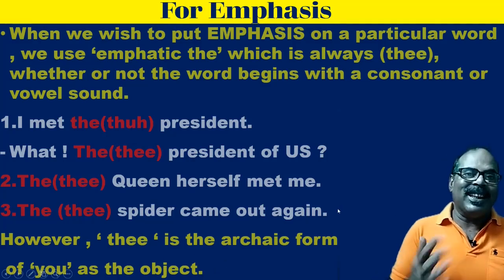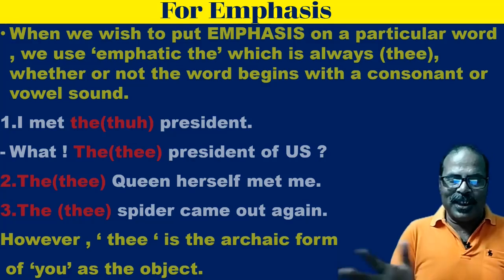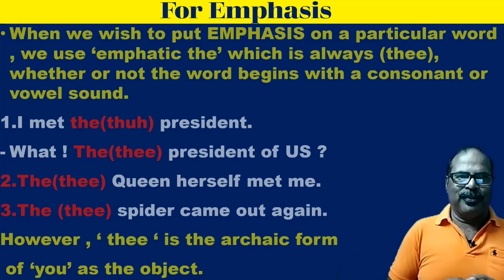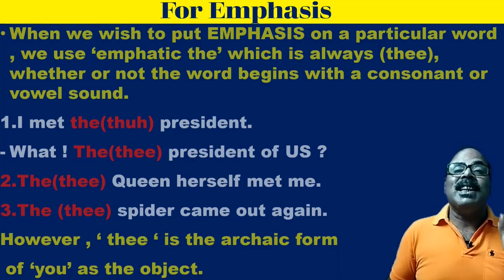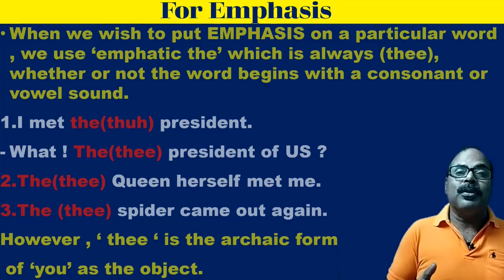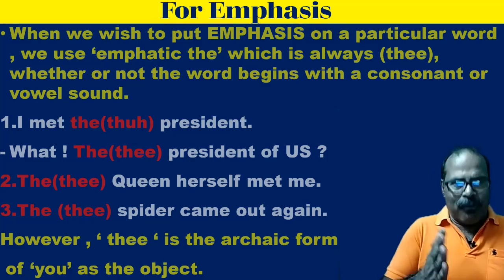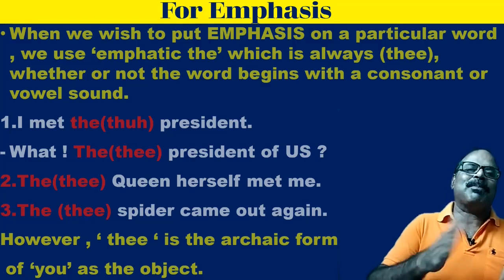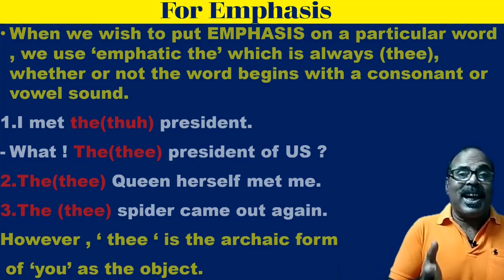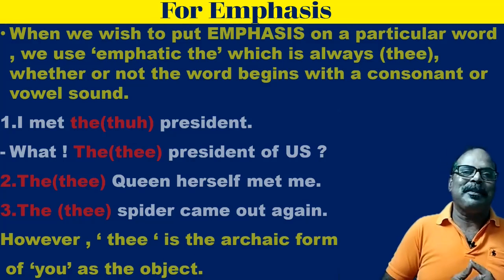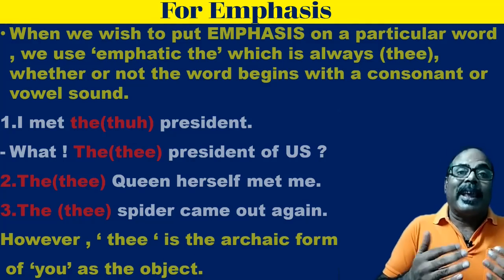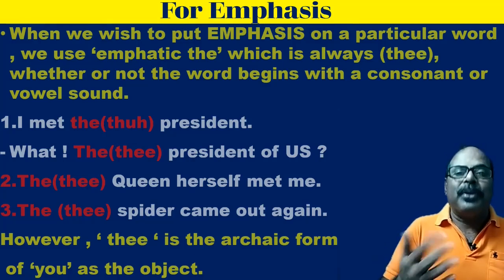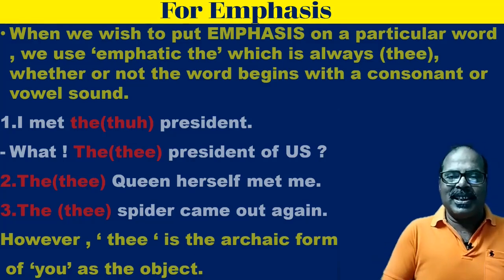However, there is another "thee", the elongated one, T-H-E-E. It's completely a homophone. T-H-E-E is the archaic form of you as the object. I want to give it to thee. The subject form is thou. What hast thou to give to me? I gave that to thee. I would repay to thee. Thee means you. That is completely different.